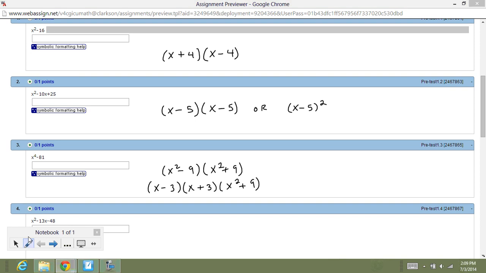Starting with number 1, pretty obvious this is a difference of squares. X squared minus 16 factors pretty easily to x plus 4, x minus 4. Of course, either order by commutativity would be accepted.